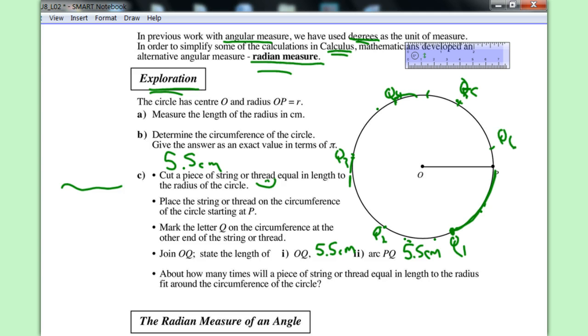So, what did I just find out? Well, it goes around 6 times and a little bit. How much is that little bit?